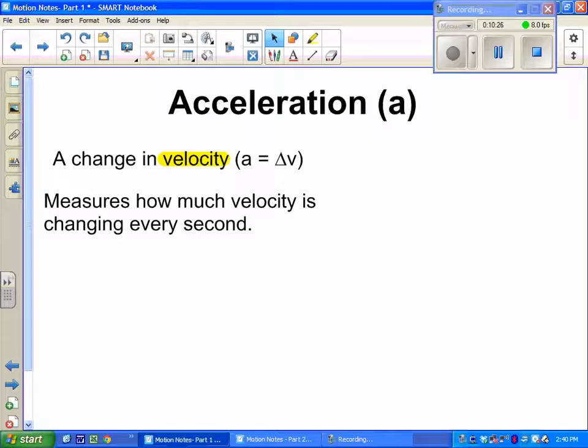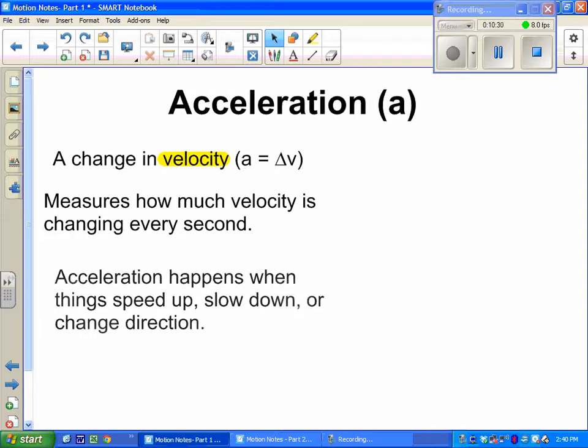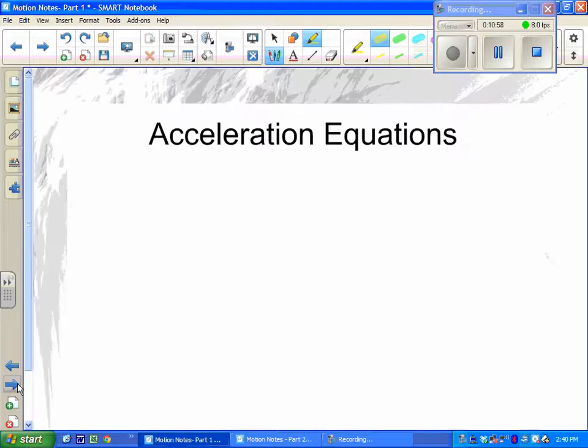Well, we said acceleration measures how much velocity is changing every second. And acceleration happens when things speed up, slow down, or change direction. This is highly important. So we're going to definitely highlight all that. Acceleration happens when things speed up, slow down, or change direction. All right, let's look at an example.